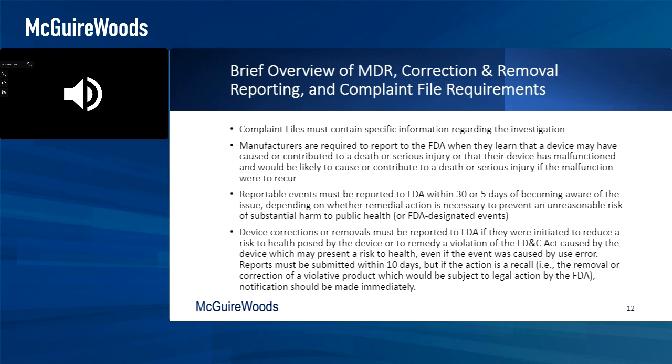If it doesn't involve an unreasonable risk of substantial harm to the public, then you can report it within 30 days. There's also a specific category of events that are still subject to the 5-day reporting requirements. But what does this mean?